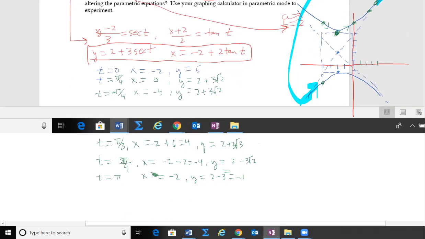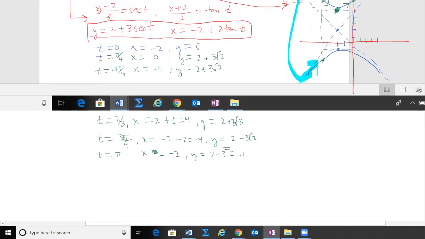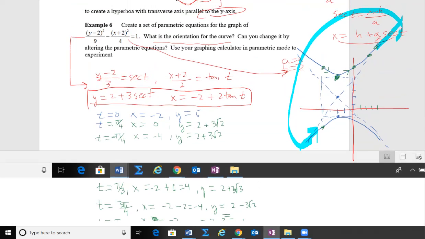And then now it's heading this way because at pi, we get negative 2, negative 1. That is this point over here, right here. That's negative 2, negative 1. So it is heading now this way and coming out this way. And if we go far enough, it's going to come this way because it's periodic. It's going to come this way and flip around out in infinity land. It's going to flip around and come back around this way. So it's kind of neat how you can see that happening.